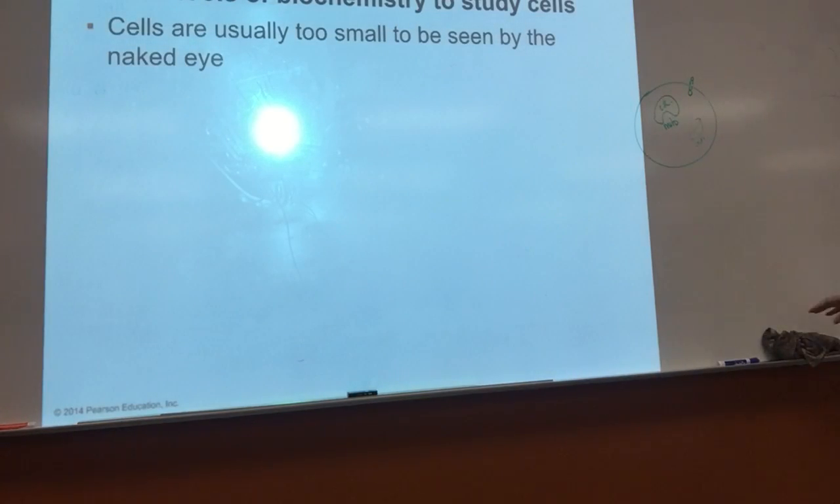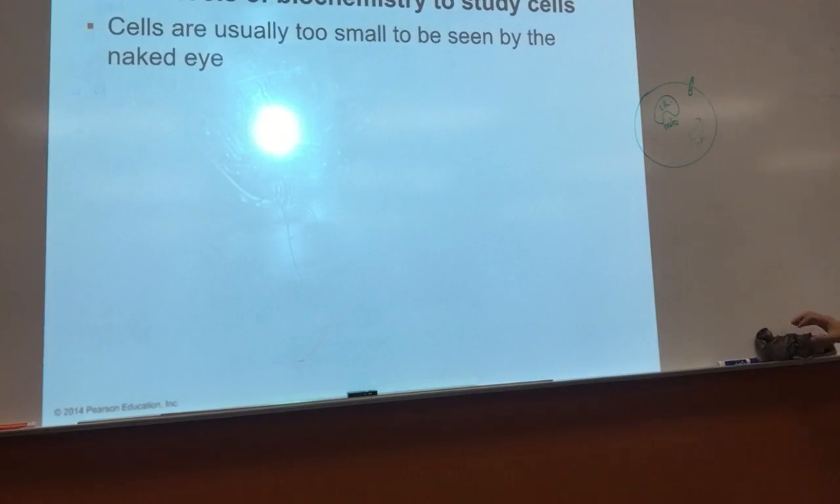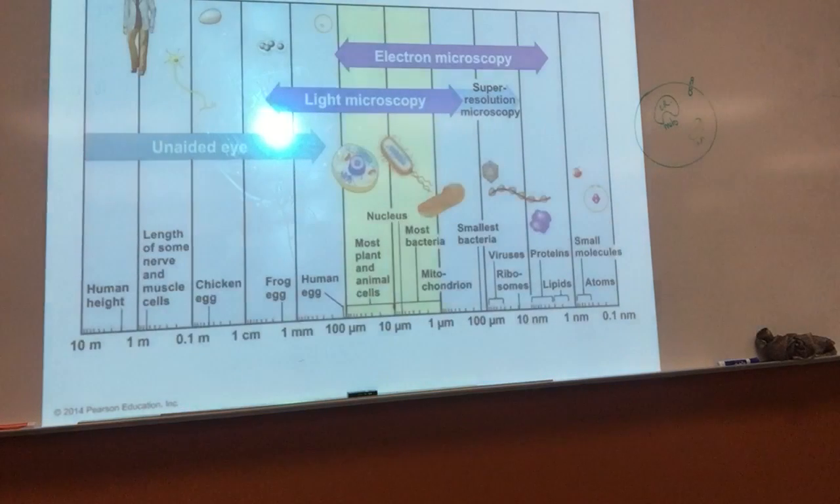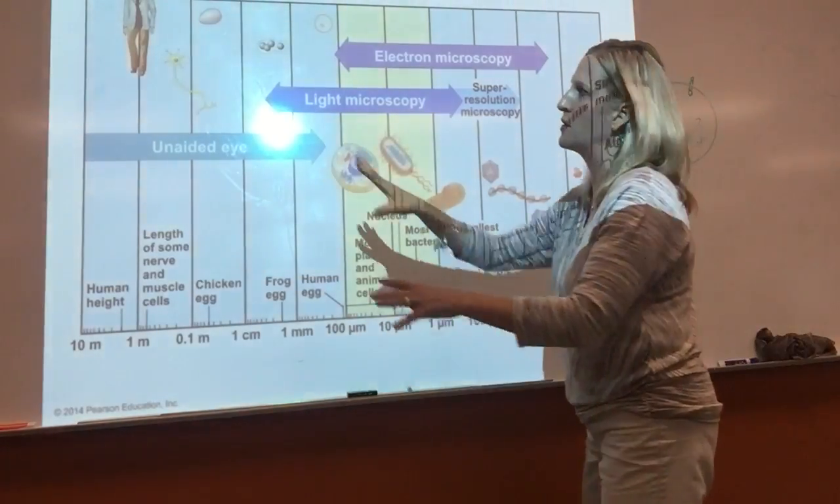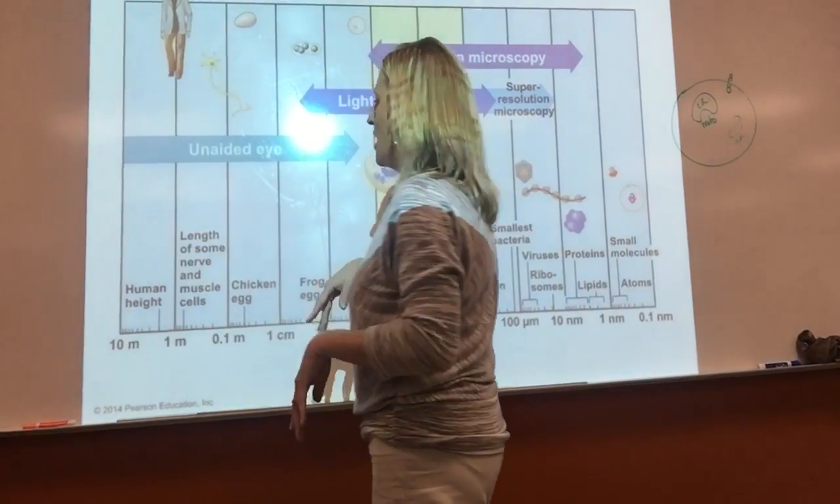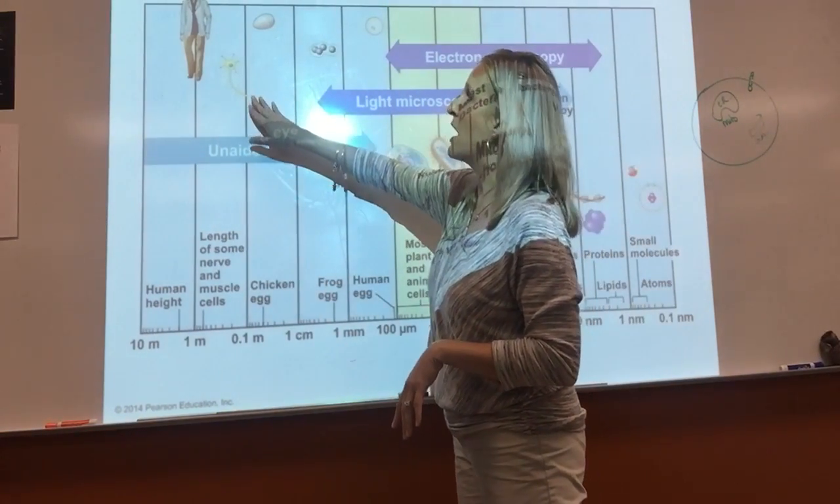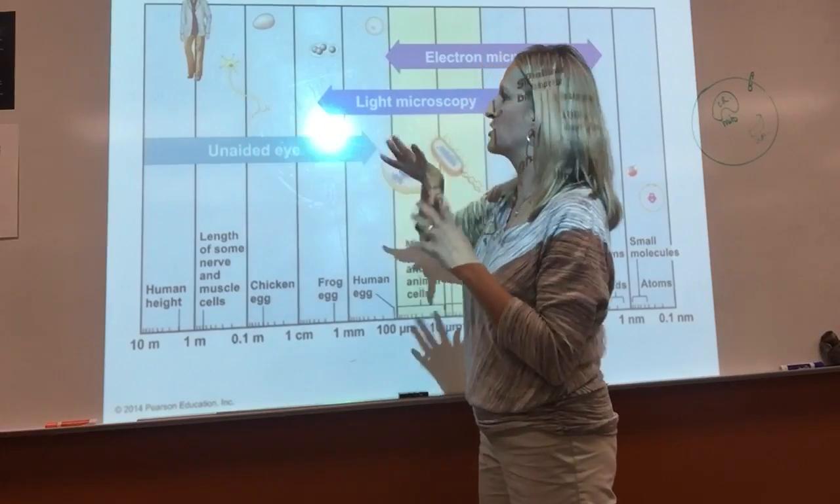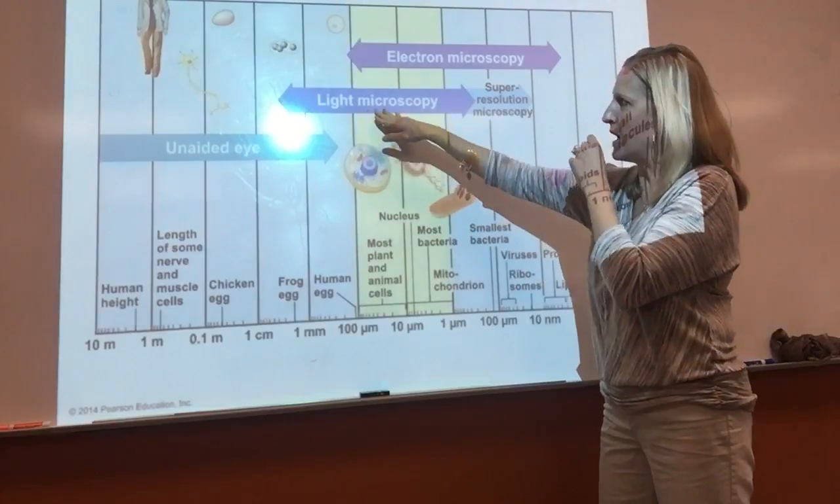So when we study cells, we need to use tools to see them. They're usually too small to be seen by the naked eye. That's what this picture is showing you: here's the scale of size, largest to smallest. It's giving you some things that you can see with your unaided eye. There are some neurons or nerve cells that you can actually see with your naked eye, not all of them. And then light microscopes.